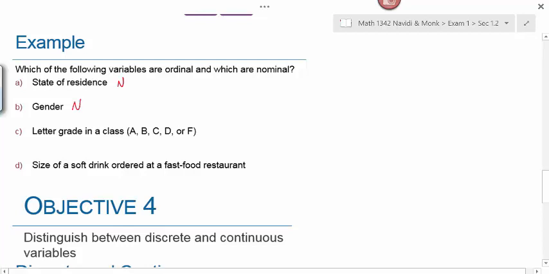Letter grade in a class, A, B, C, D, or F. Letter grades do have a natural order associated with them. If they didn't, it wouldn't make a difference to you if you got an A, B, or C because they're all passing. These would be ordinal. Size of a soft drink ordered at a fast food restaurant. Small, medium, large, extra large. Those are all sizes of soft drinks, and so they have a natural order associated with them.